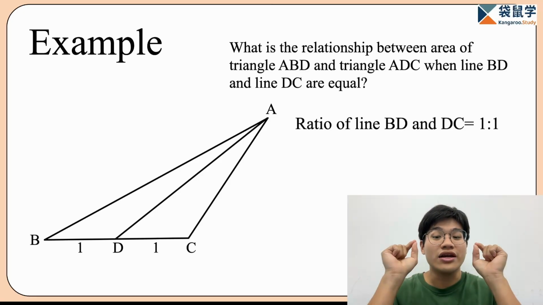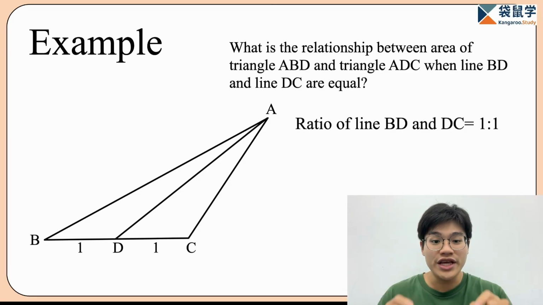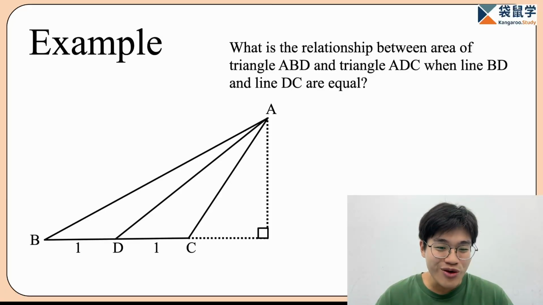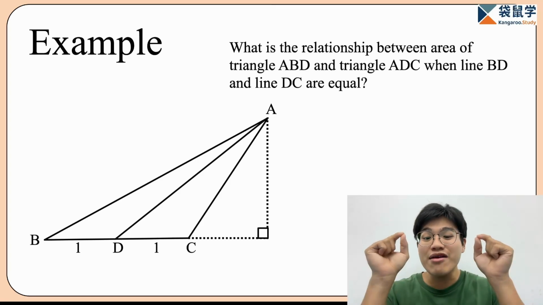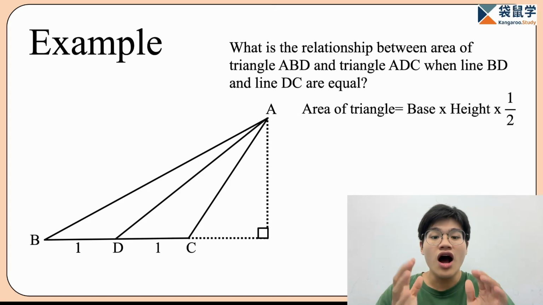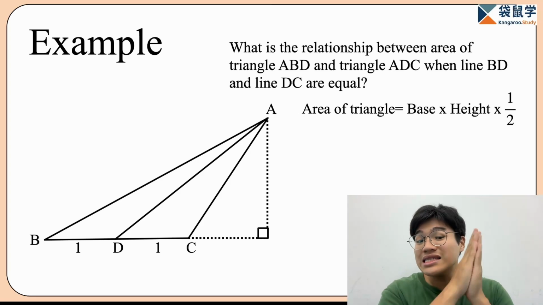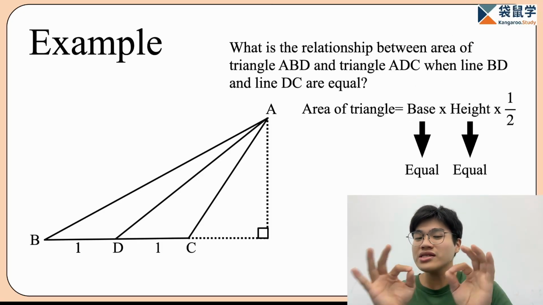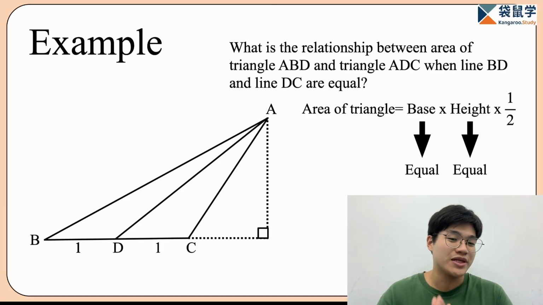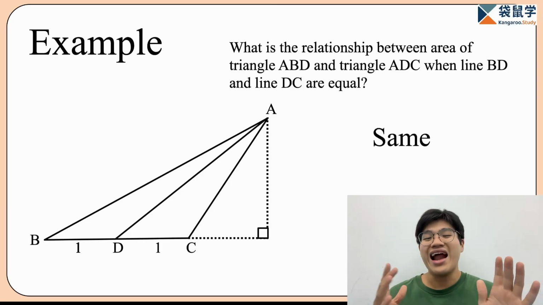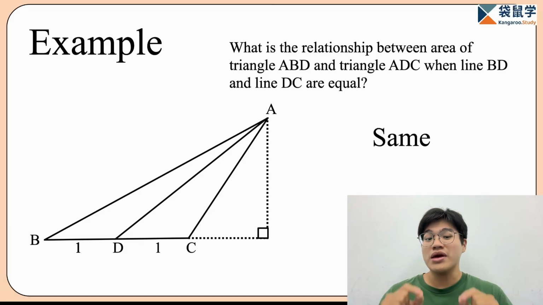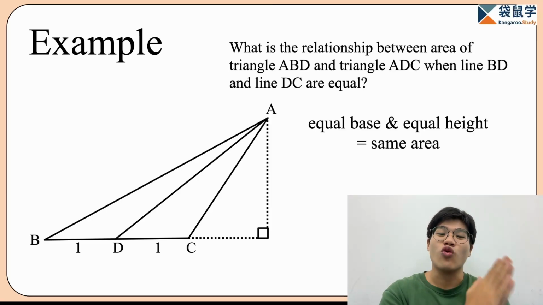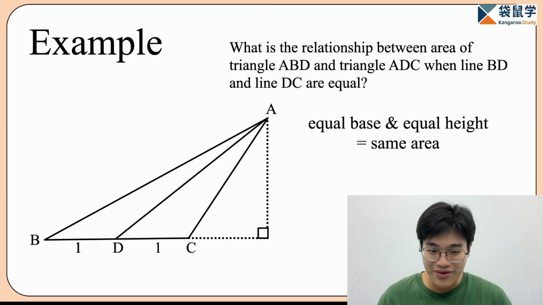Now we know that their bases are equal. Let's look at their height here. Their heights are also equal. With the height and base equal, and the formula for the area of a triangle being base times height times half, what is the relationship between the area of triangle ABD and triangle ADC? They are actually the same. So here we can make a small conclusion: if we have triangles that have equal base and equal height, they will have the same area.